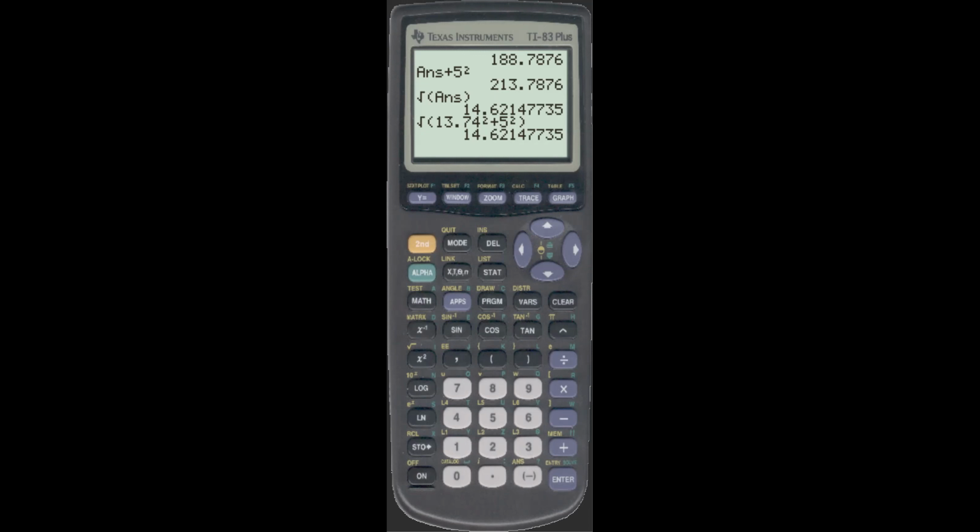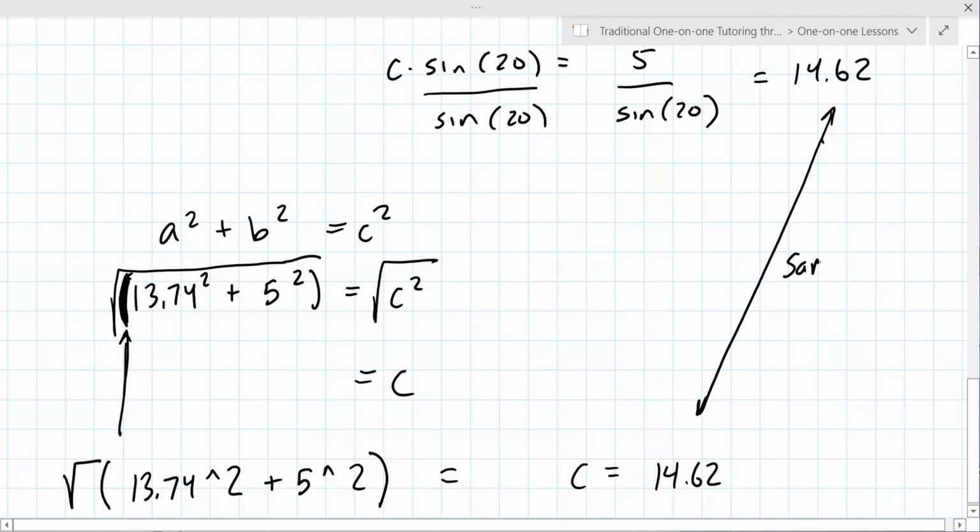Okay, so your c is 14.62, which is exactly what you told me using the other approach. See how these are the same, and they should be the same. So the point here is you can use either the Pythagorean theorem or sine, cosine, tangent, but they should give you the same answer. If you had the time on a test, you would do them both ways. You don't need to though, but you could.